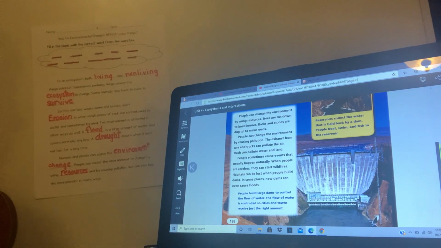It says people sometimes cause events that usually happen naturally. When people are careless, they can start wildfires. We talked a lot about that too. Habitats can be lost when people build dams. In some places, new dams can even cause floods.